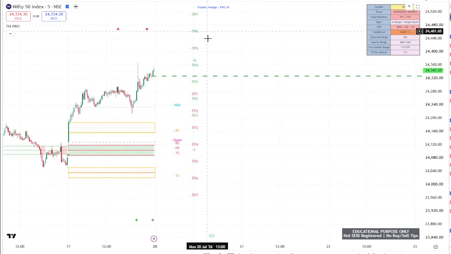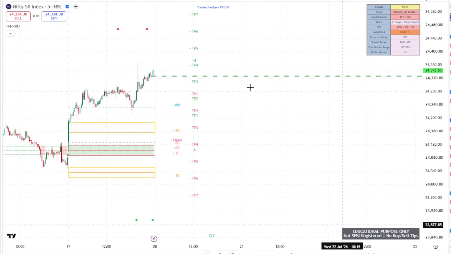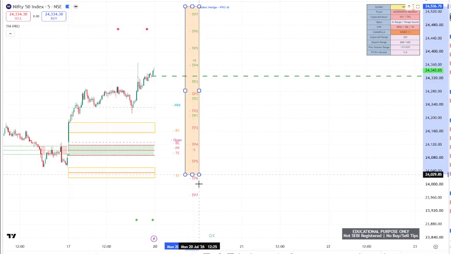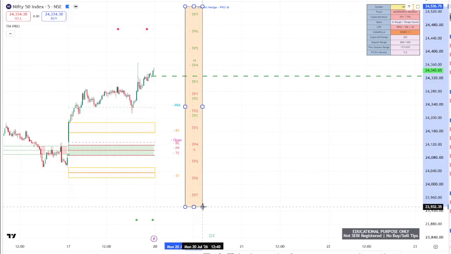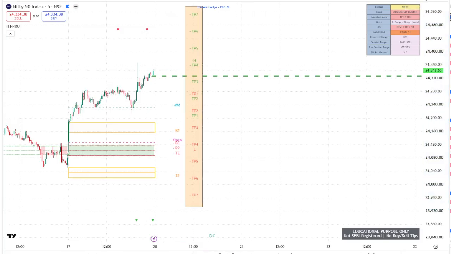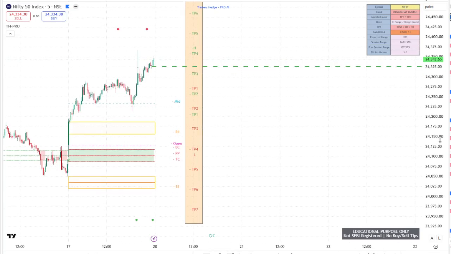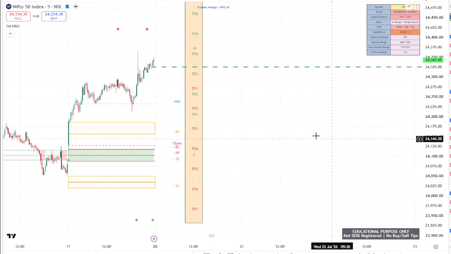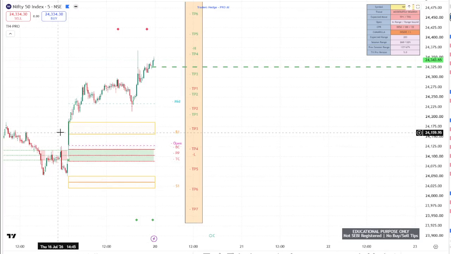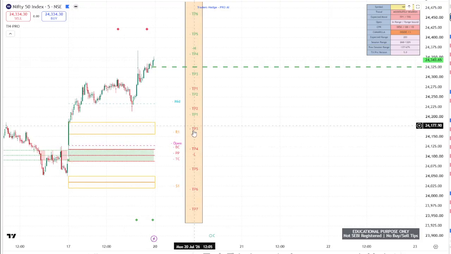Now you can see these labels are nothing but your bullish and bearish targets. TP1 is take profit 1, TP2 is take profit 2, TP3 is take profit 3, TP4 is take profit 4, and so on. Dynamically, as I said, the indicator is adaptive intelligence.